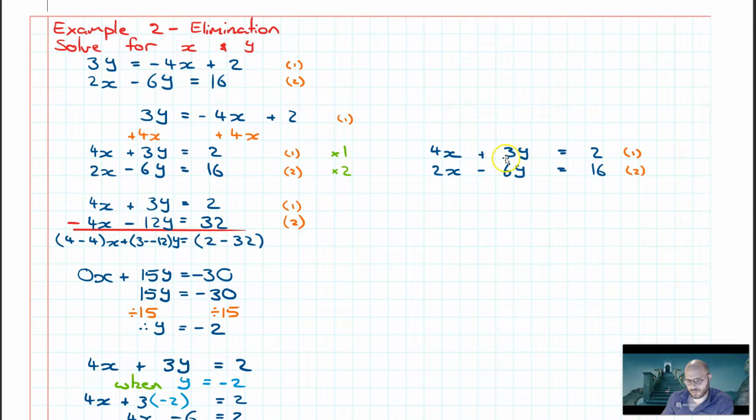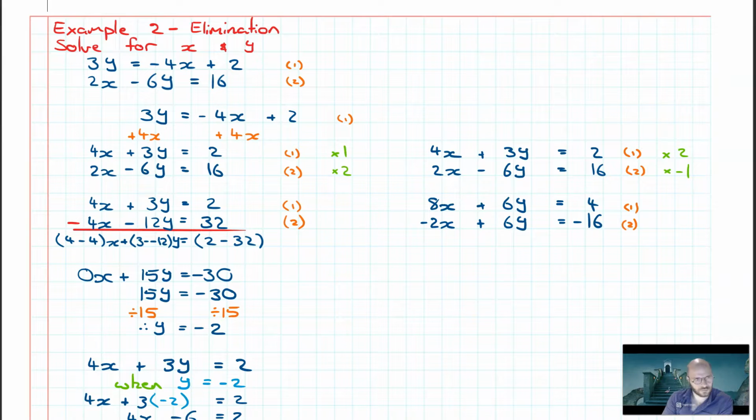Now in equation 1 we have 3 and in equation 2 we have negative 6. To make them similar, what I can do is multiply this top one by, let's say, 2, and then the bottom one I'll multiply by negative 1. This in turn will have the effect that we get 8x plus 6y is equal to 4. And then on the second equation we'll get negative 2x plus 6y equals negative 16.